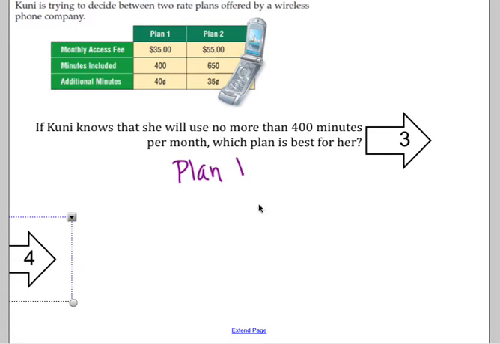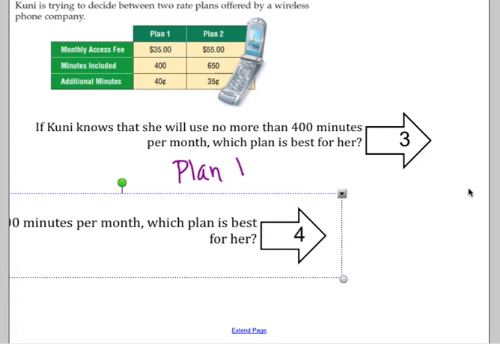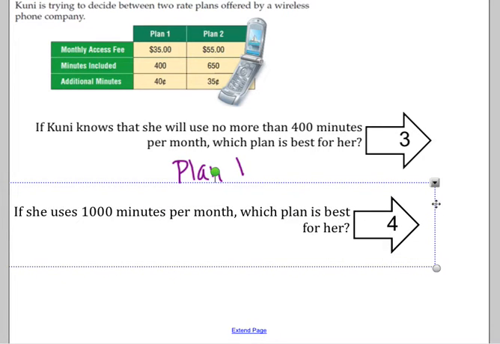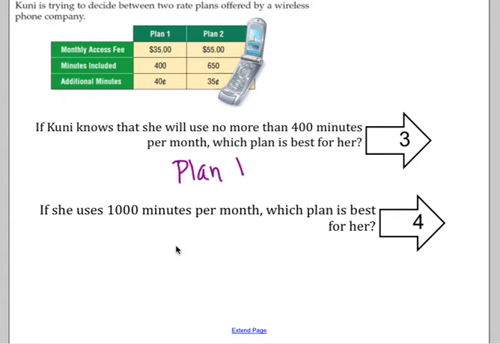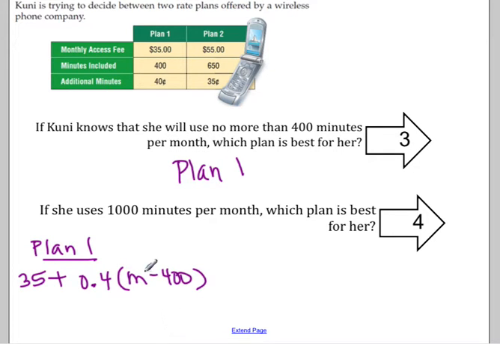And the last question in regards to the cell phone problem here is, if she uses 1,000 minutes per month, which plan is best for her? Well, I'm going to just go ahead and write this as an equation first of all. If we are looking at Plan 1, Plan 1 is going to cost us $35 plus 40 cents for any minutes that are over 400. So really what I need to do is the minutes minus 400, because any minutes over 400 we have to charge for.